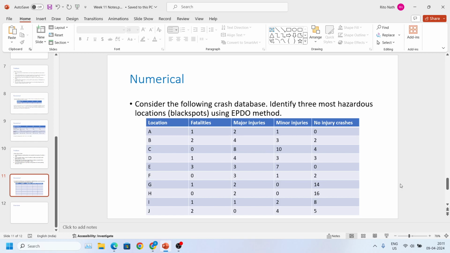So the EPDO method, I think it was discussed towards the end of this week's discussions. I think a similar problem was also there in the slides itself, so it shouldn't be too difficult. So this is the equivalent property damage only method, which is called EPDO. So let me solve it in the next slide. But first, or I can do it here itself. Let me check.